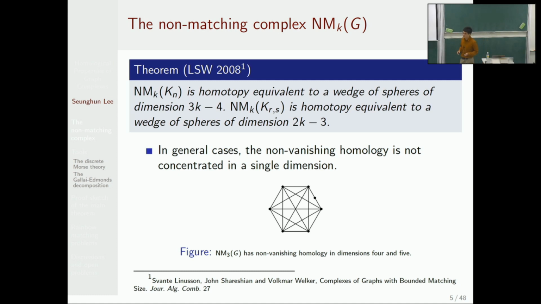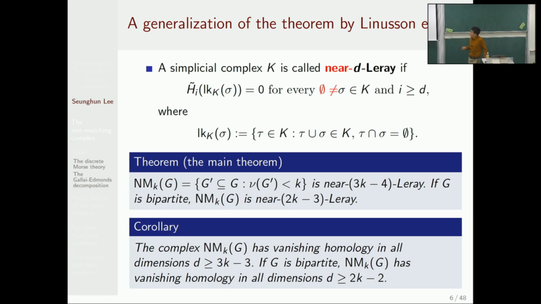Rather than doing that, we focus on the upper bound on the dimensions of non-vanishing homology. That is what I basically try to do. For the examples of complete graphs and complete bipartite graphs, we have the upper bounds on the non-vanishing homology: for complete graphs it is 3k-4, and for complete bipartite graphs it is 2k-3. I would like to generalize this result. So this is the statement of the main theorem.